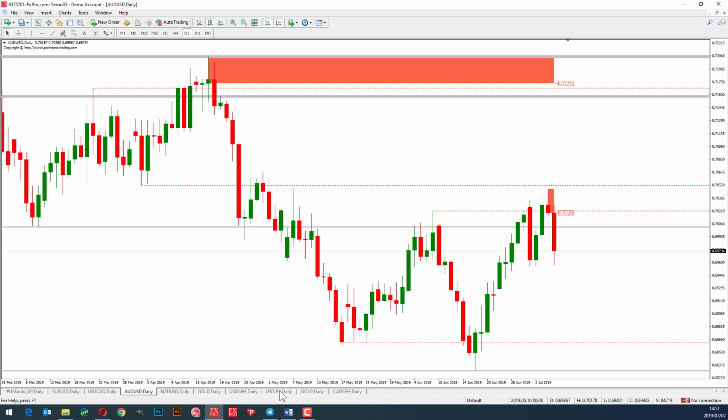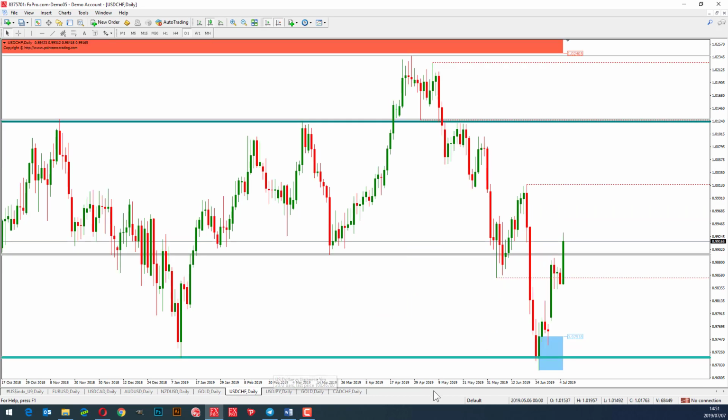Now let's take a look at USDCHF. The Swiss also rallied nicely from previous week, highlighting two potential target areas for those holding a buy trade. If you are in a long trade, your potential target at the moment is the 1.00100 supply area.